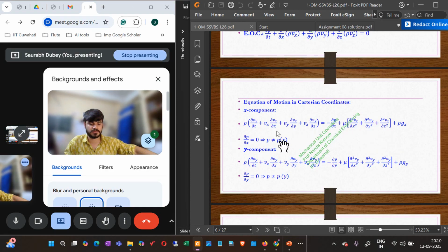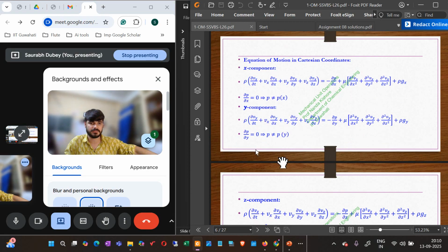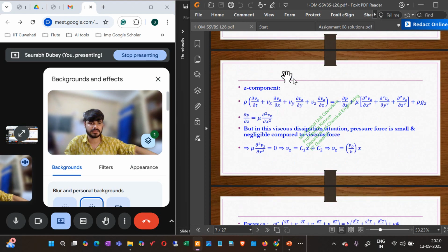So this says P is not a function of x. Similarly, P is not a function of y. And then here you will get del P by del z to be this. Why will it be sustained? Because Vz is a function of x, so it will exist. But in the viscous dissipation situation, the pressure force is small, so you will just neglect this term and only this term will exist.